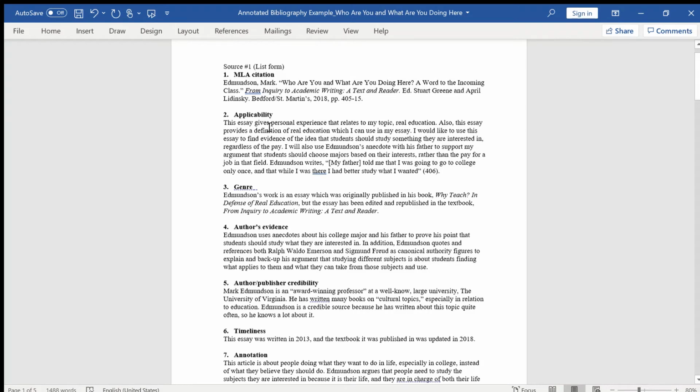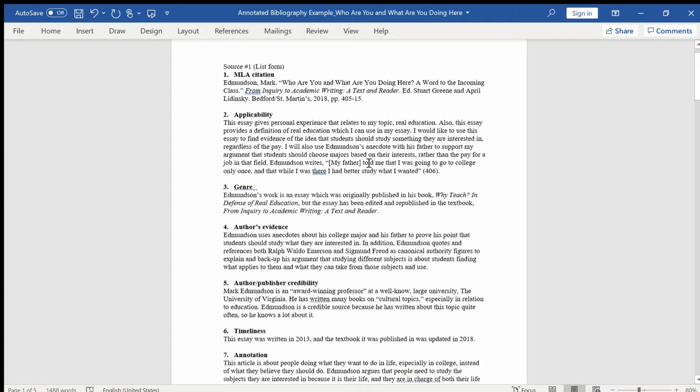Also, this essay provides a definition of real education, which I can use in my own essay. I would like to use this essay to find evidence of the idea that students should study something they're interested in regardless of the pay. I will also use Edmondson's anecdote with his father to support my argument that students should choose majors based on their interests rather than the pay for a job in that field.